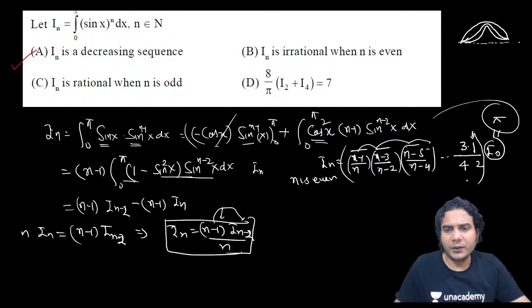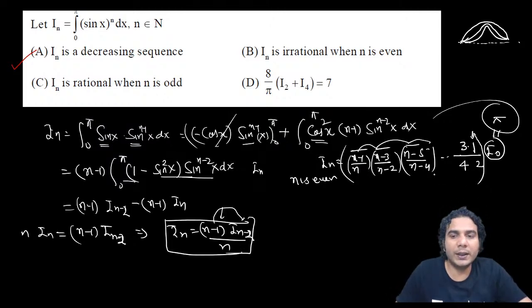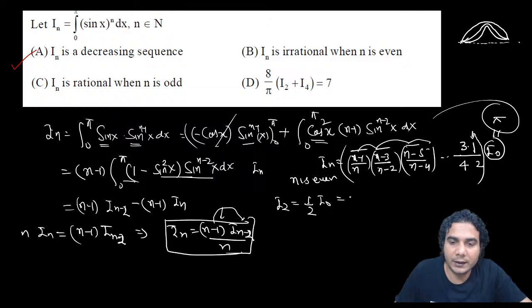Now I2 and I4 you can calculate easily. I2 is, if you put n is equal to 2 in this, using this 1 by 2 of I naught, right? And I naught is what? Pi. So pi by 2. So I2 is pi by 2.